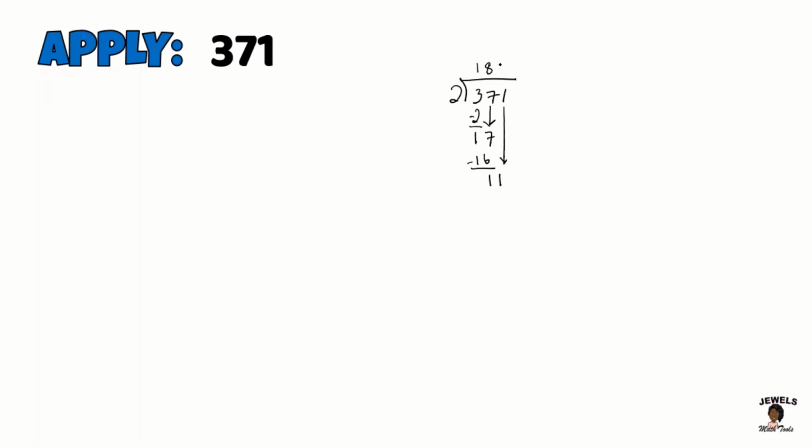2 goes into 11 5 times. 5 times 2 is 10. And 11 minus 10 leaves us with a remainder of 1. So we can see that because this number has a remainder, it means that it is not divisible by 2, which falls in the category because it does not end with one of our even numbers.